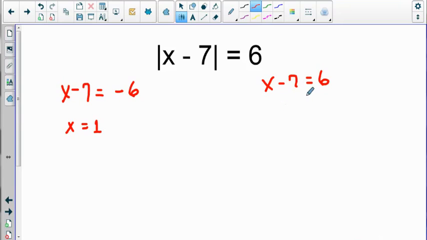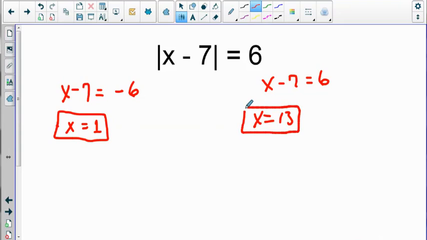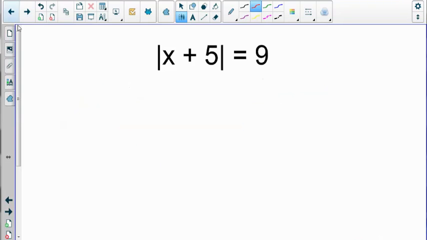Over here, same thing. We're going to add 7 to both sides. So we end up with 6 plus 7 is 13. So there's your two possible answers on that one. Okay. Let's look at another example. Same thing, x plus 5. What's 9 away from 0? Well, -9 is 9 away from 0. And the other thing that's 9 away from 0 is +9.